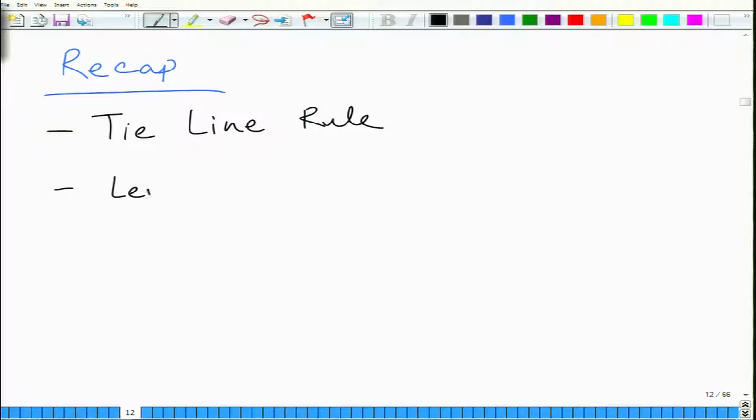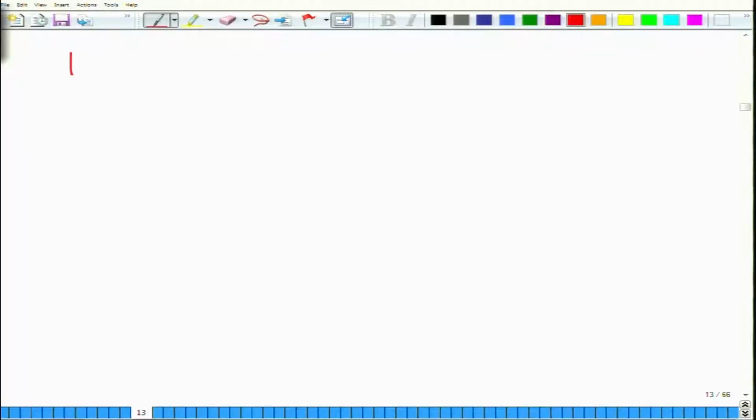Then we looked at the lever rule. The lever rule is basically a rule to calculate the weight fraction of two phases in equilibrium with each other. So once you know the compositions of the two phases, you can also calculate the weight fraction of the two phases in equilibrium with each other. So in this lecture, what we will do is derive the lever rule. How does the lever rule come about?